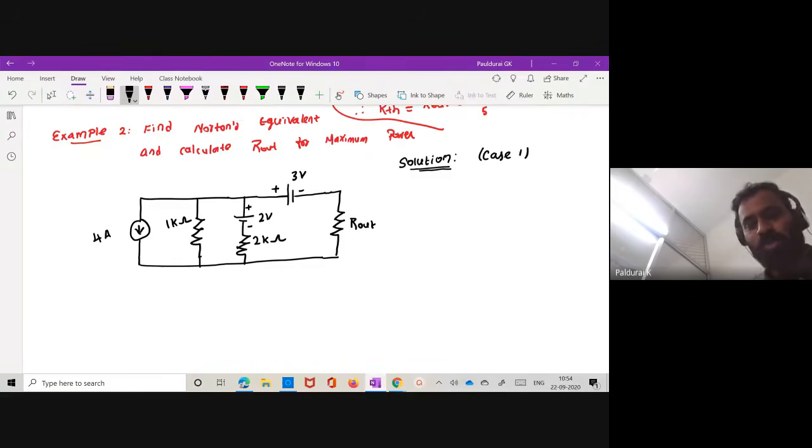That's it. It's up to you. But my aim is you want to calculate the Norton equivalent. You take your own decision, nothing wrong. But the decision I would take here is, I will go with method 1.